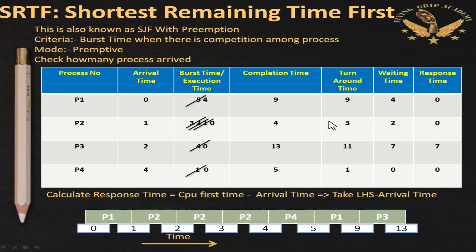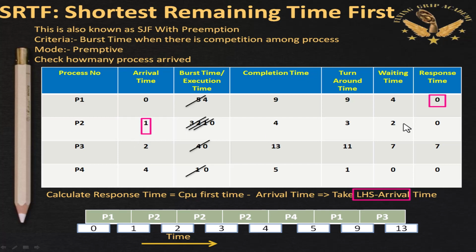Now we come to the response time. Response time we are going to calculate as left hand side minus arrival time. So finally we are going to get the value. P1 at time 0: 0 minus 0 which is 0. Next P2 has arrived at 1, so 1 minus 1 which is also 0.